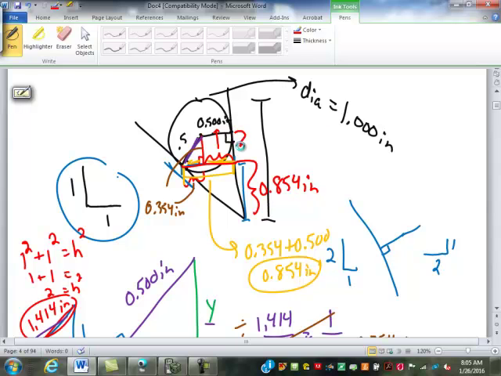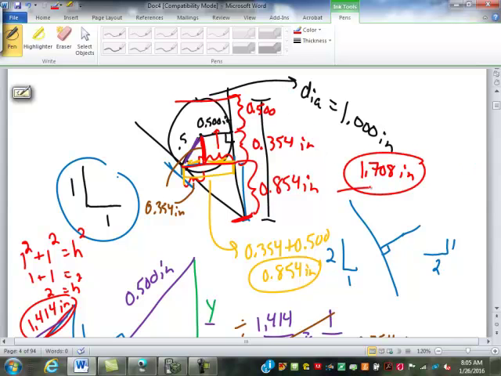What's the distance from here to here? Well, we said this dimension here is also 0.354, didn't we? So that's 0.354, and what about from here up to the top of the ball? 0.5. My radius is 0.5. So I add that all up, and I get 1.708. Is that correct? Inches. So my height from down here to the top of the ball is 1.708 inches. Does that look doable?